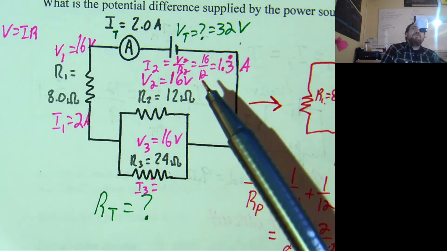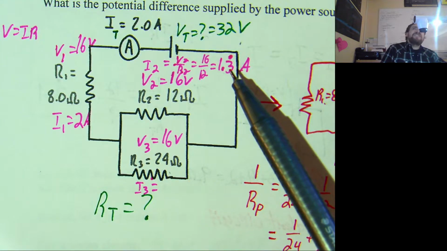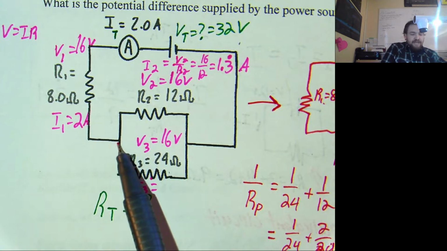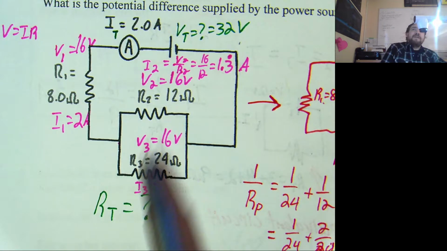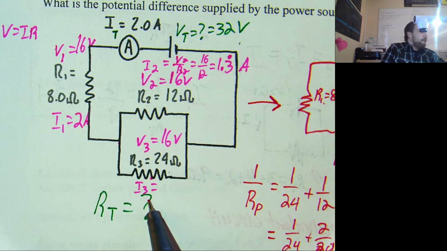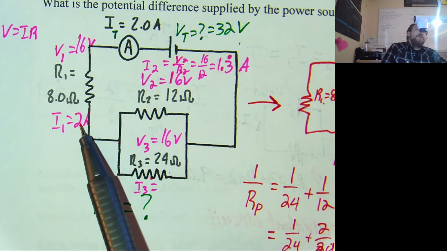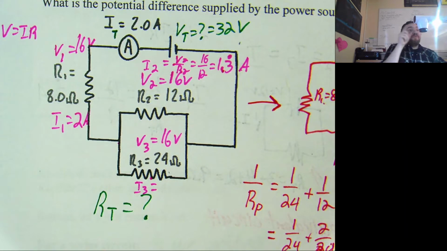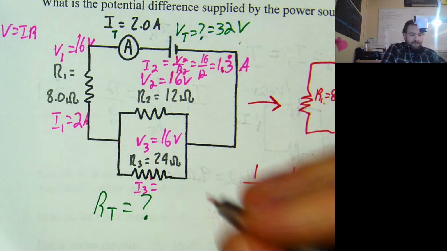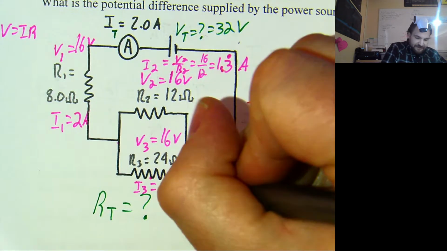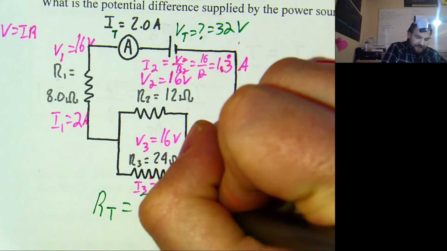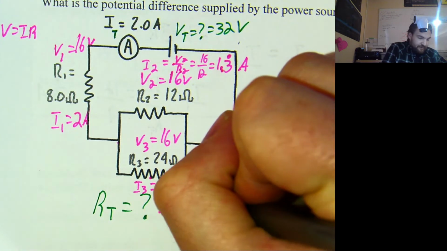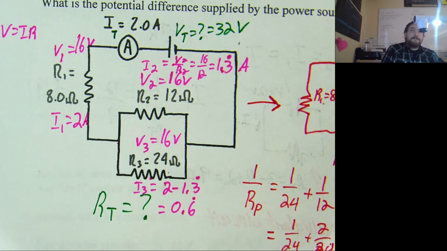And because we know that current splits, if I had 2 amps going in here and 1.3 goes this way, how much do I have left going down here? What's 2 minus 1.3? Sorry, 0.3 repeating. It's going to be 0.6 repeating. So this is going to be 2 minus 1.3 repeating, which is going to give us 0.6 repeating. And now we found everything. We know the current through every object, we know the voltage in every object, and we're done.